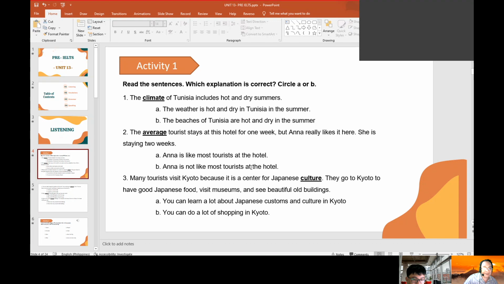Unlike other students who are average, she is not. Okay, so that's also correct, because other students are just only average, but this other person is intelligent. So the others are just only average. Okay. So culture. What about culture?